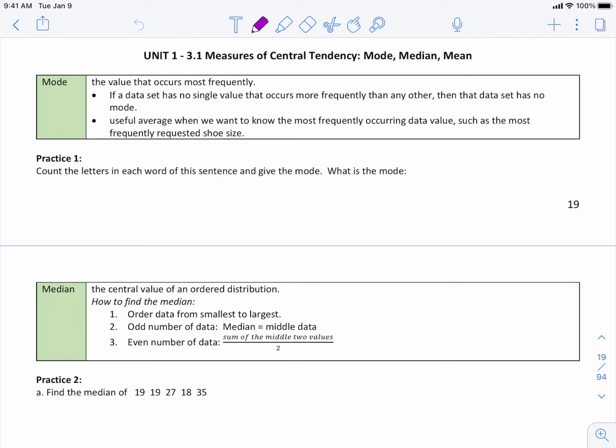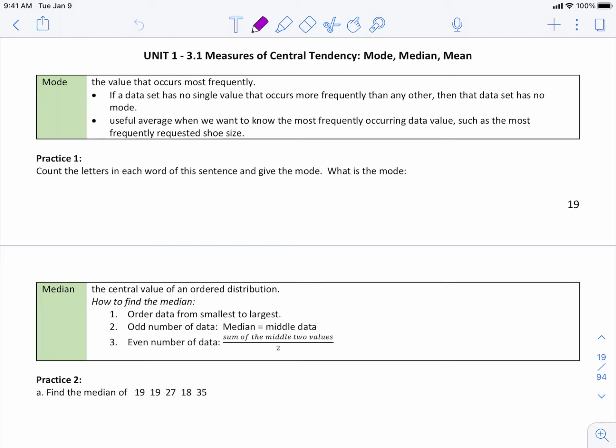The mode is the value that occurs most frequently. If a data set has no single value that occurs more frequently than any other, then that data set has no mode. It's a useful average when we want to know the most frequently occurring data value, such as the most frequently requested shoe size.